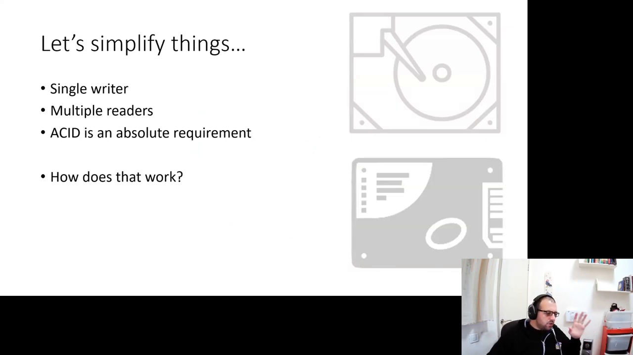First thing, I want to make my life easier, so I'm going to use the message model, the batch model. I'm getting all of the operations and the transaction in one shot. I don't have to wait for the network. I'm going to have only a single writer at a time, and I'm going to allow multiple readers, and ACID is an absolute requirement that I have.